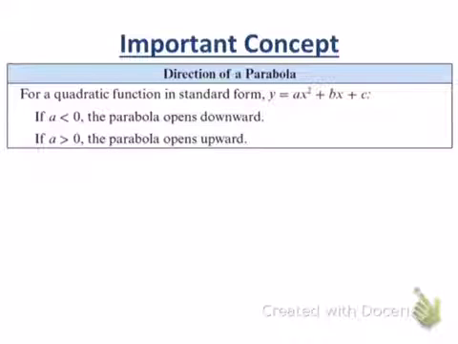For a quadratic function in standard form, y equals ax squared plus bx plus c, that's my standard form. If a is less than 0, what does this mean? It means it's negative. Who said that? Yeah, it means a is negative. If a is negative, the parabola opens downward. That's like the one we just looked at, y equals -3x squared.